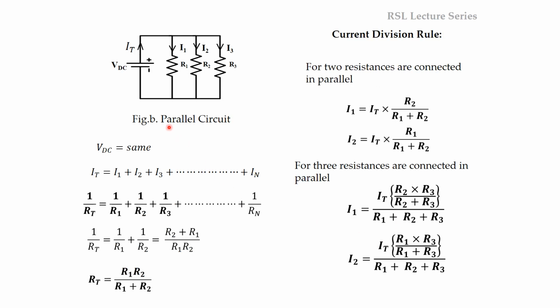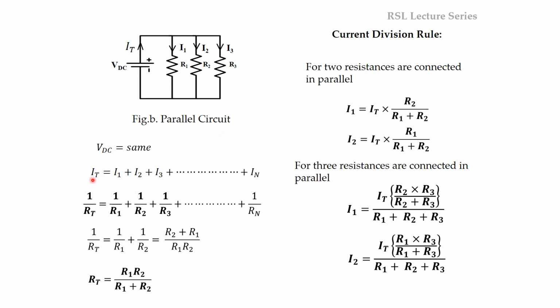Next we'll discuss the parallel circuit. Let us consider three resistances connected in parallel. In a parallel circuit, both the upper ends and the lower ends of the resistors are connected together. Here VDC is the supply voltage and IT is the total current flowing through the circuit. The voltage remains the same, whereas the current gets divided as I1, I2 and I3.